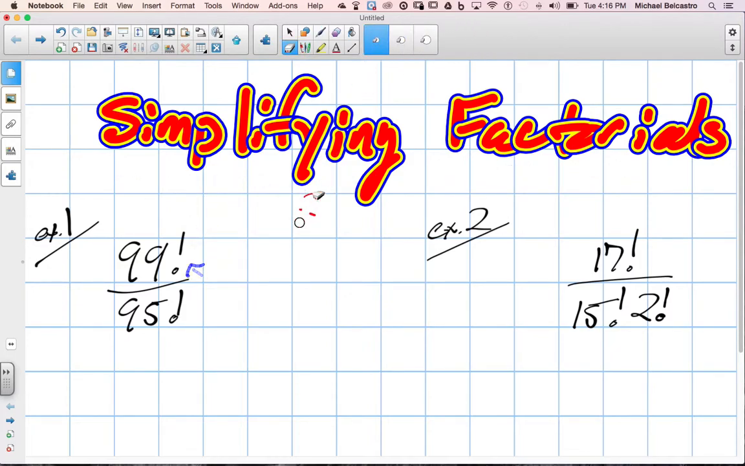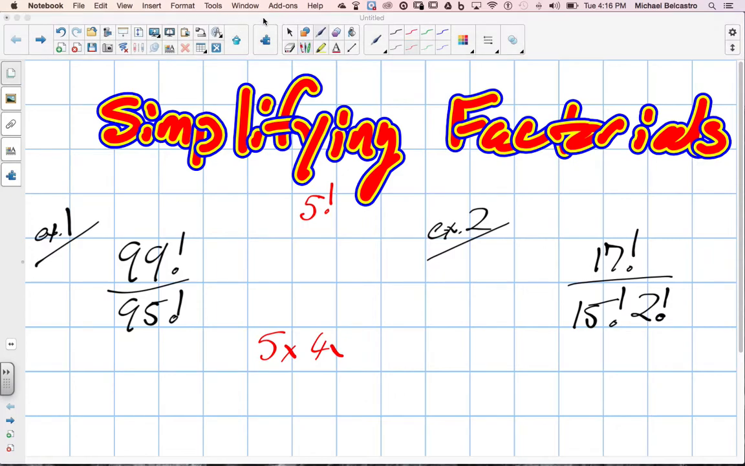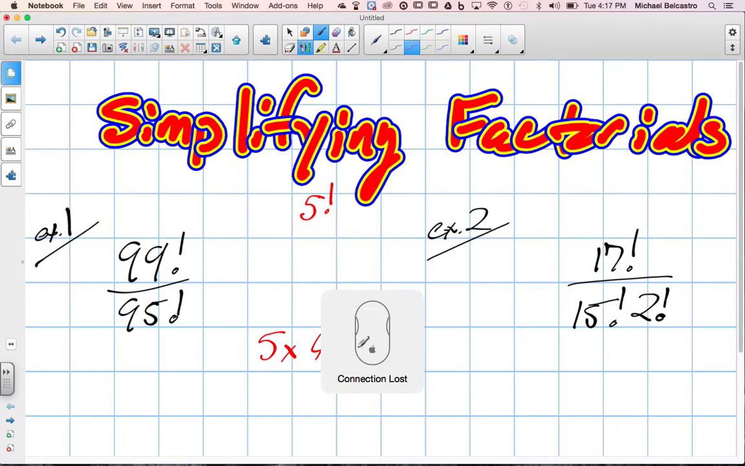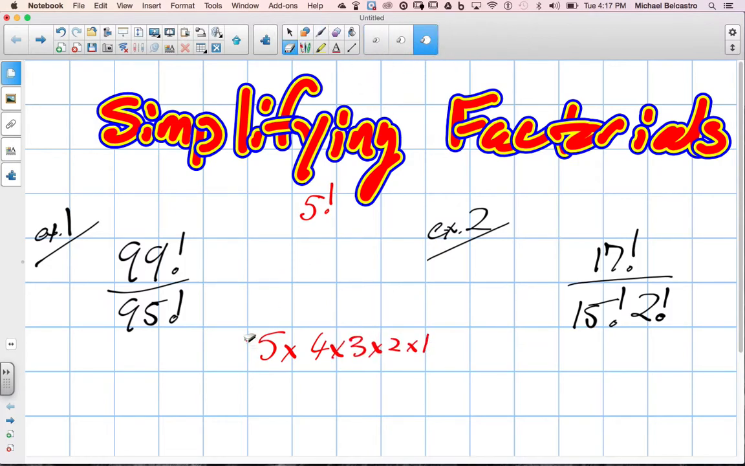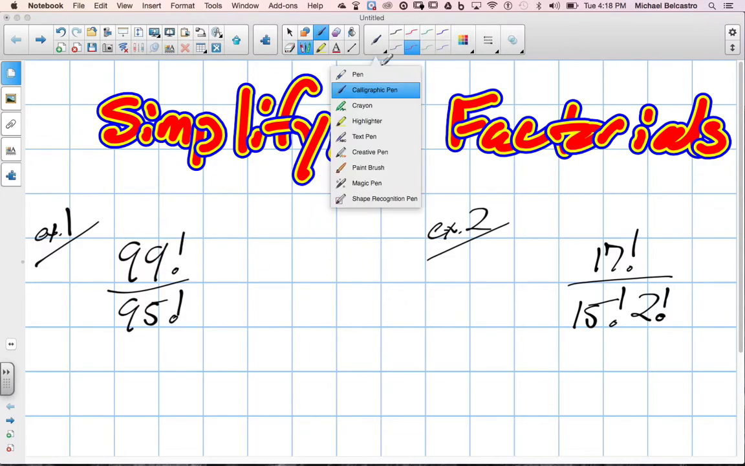Let's use a bigger number to get our point across here. Let's say we have 5 factorial. Well, 5 factorial is just taking that number and going down by the value of 1 and multiplying, right? So 5 by 4, by 3, by 2, by 1 is the idea of a factorial.